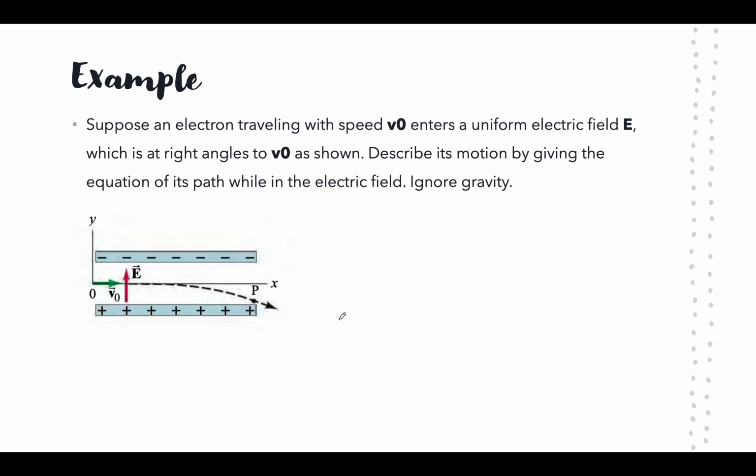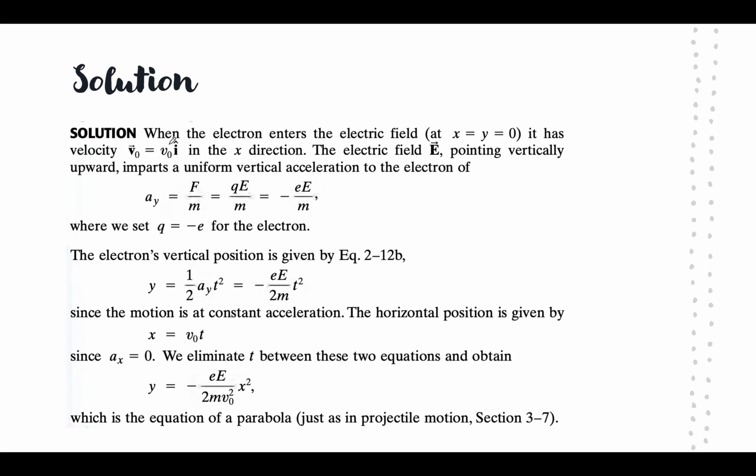All right, let's look at our solution. When the electron enters the electric field, it has a velocity in the x direction. The electric field points vertically upwards, imparting a uniform vertical acceleration to the electron of this. The electron's vertical position is given by our kinematics formulas, v0t plus 1/2 at squared, which will be equal to this. And horizontally, there is no acceleration because the only force is vertical, so x is equal to v0x t.